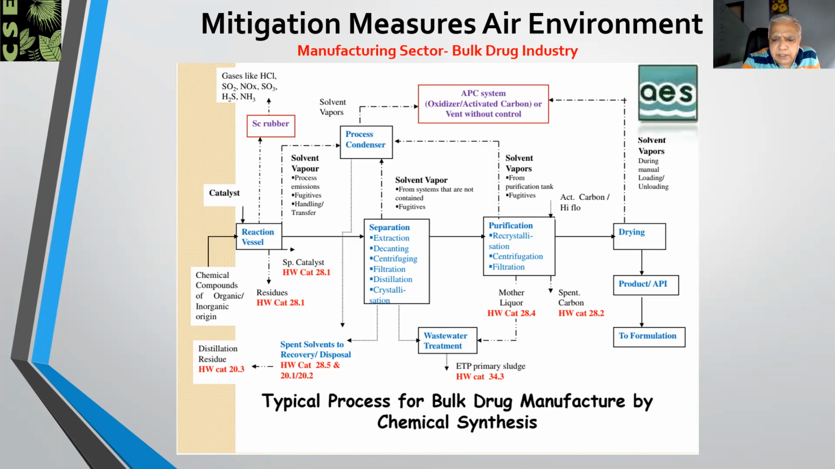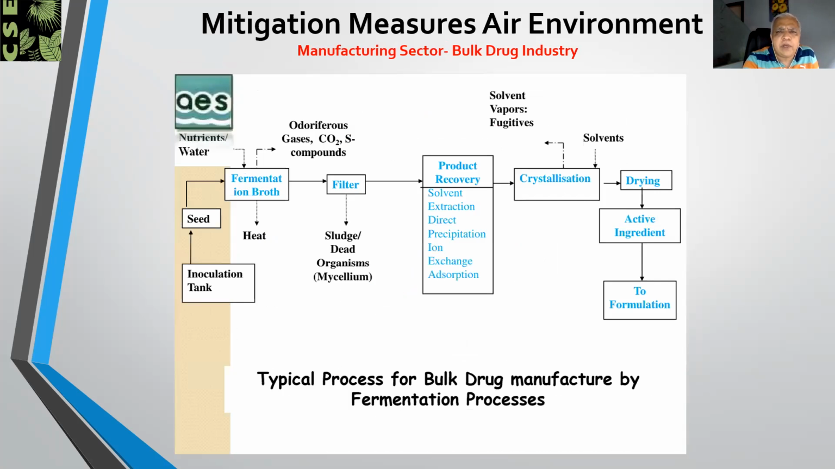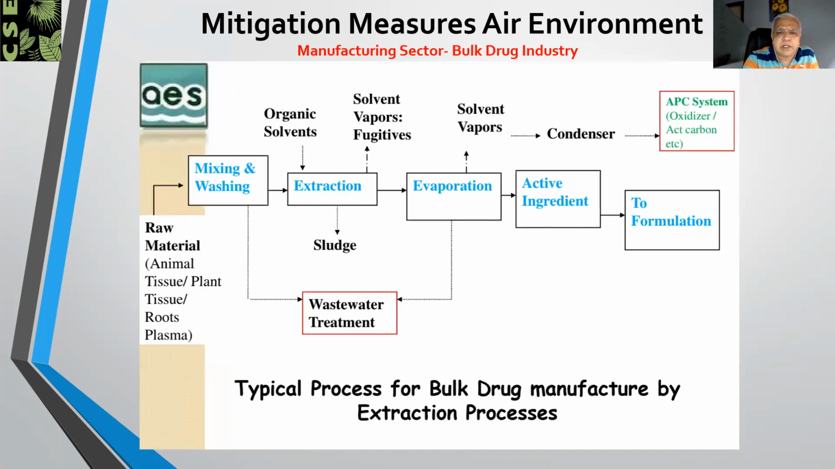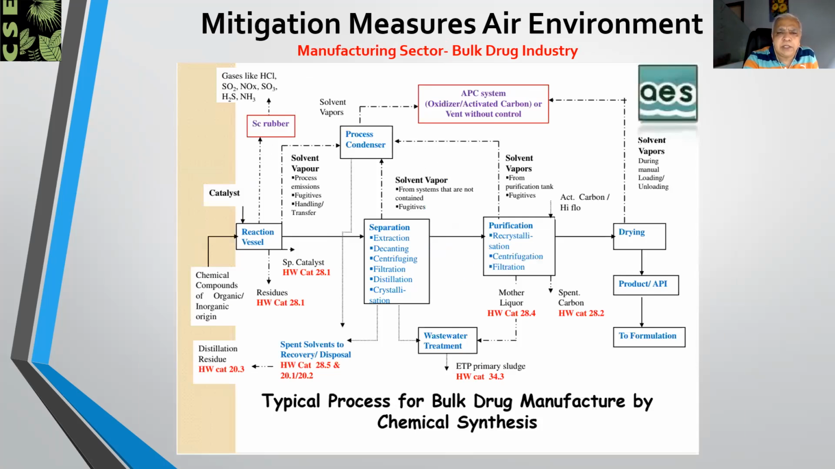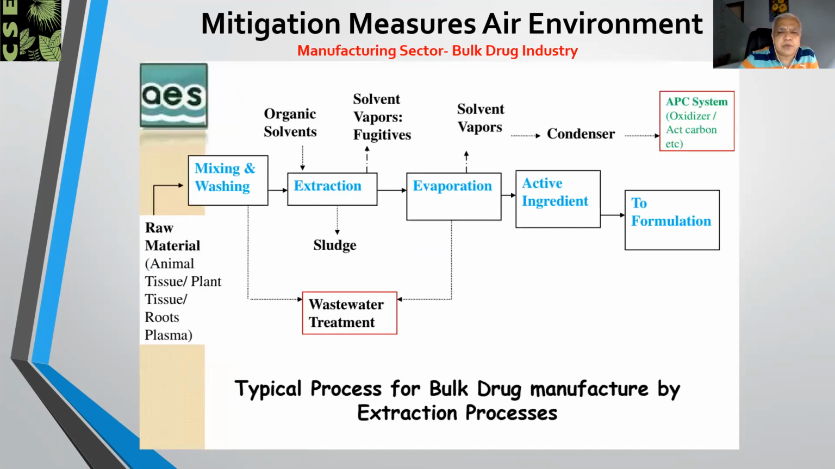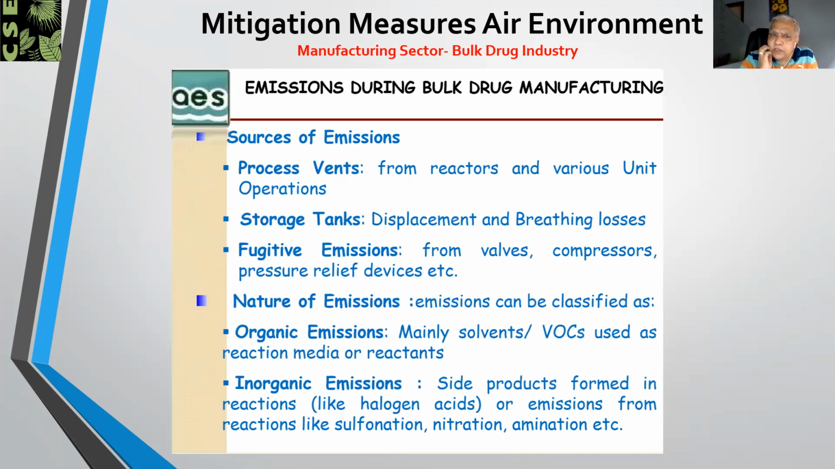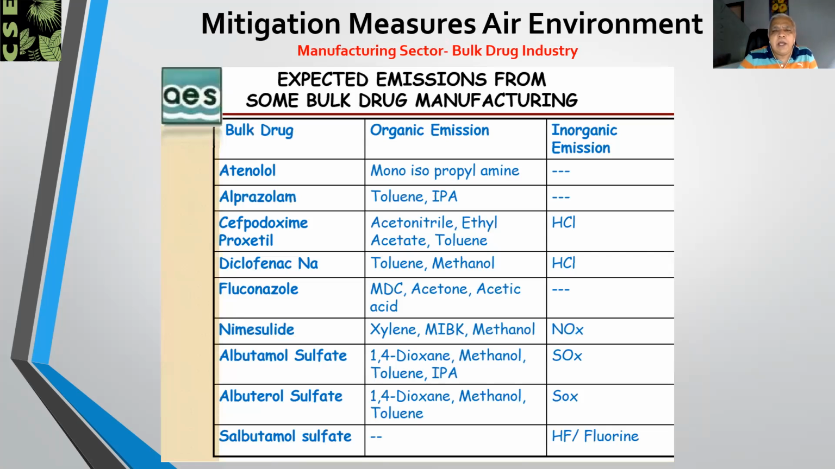Now we have already seen this diagram. We are looking at it from a perspective of air emissions now. In the manufacturing process of a bulk drug industry, as far as the synthesis process, the fermentation process, and the extraction process are concerned, we have different types of sources like process vents, storage tanks, fugitive emissions from valves, compressors, etc. The emissions can be broadly broken up into two types. One is the organic emissions, which is volatile organic compounds, and the inorganic emissions.